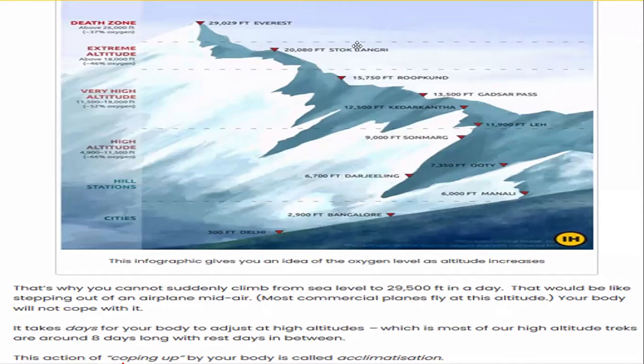The action of coping or adapting by our body, the physiological responses we have to make so that we can cope, is what we call acclimatization. Okay, we now have number 4. So this will appear in the exam: acclimatization.